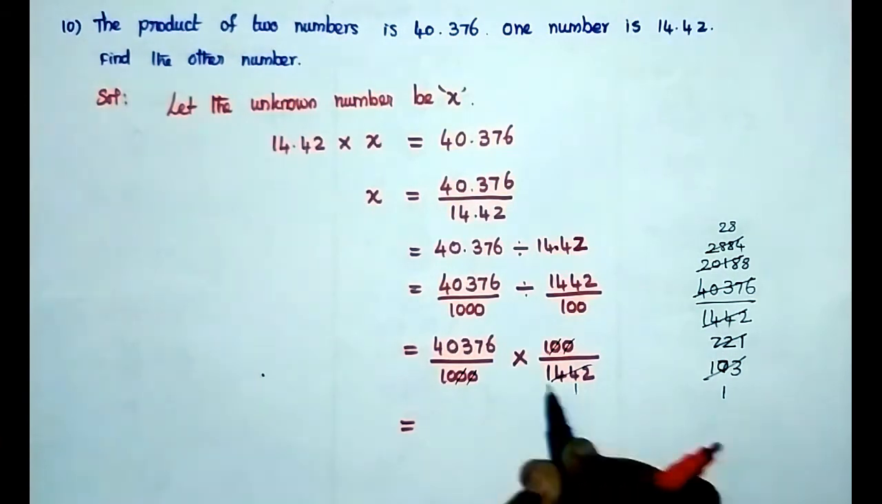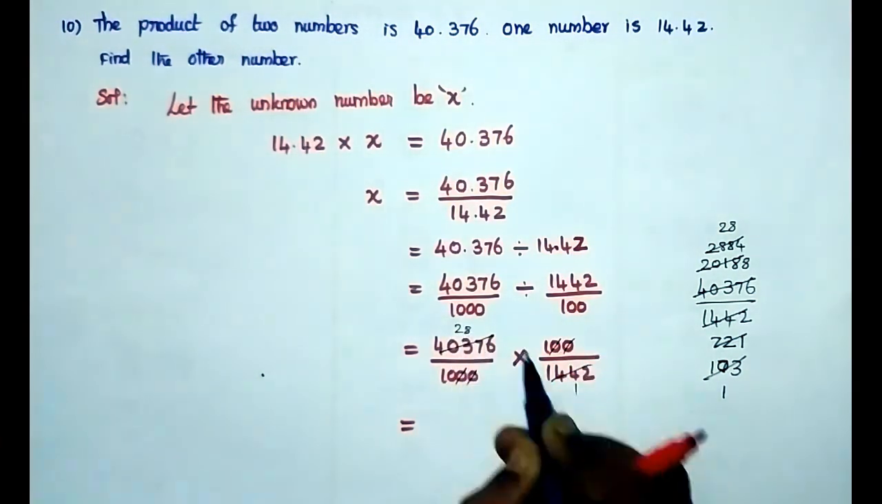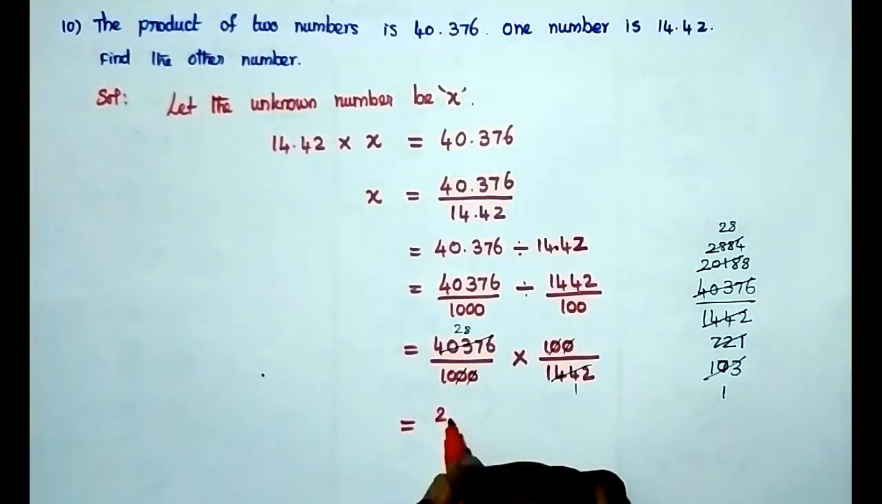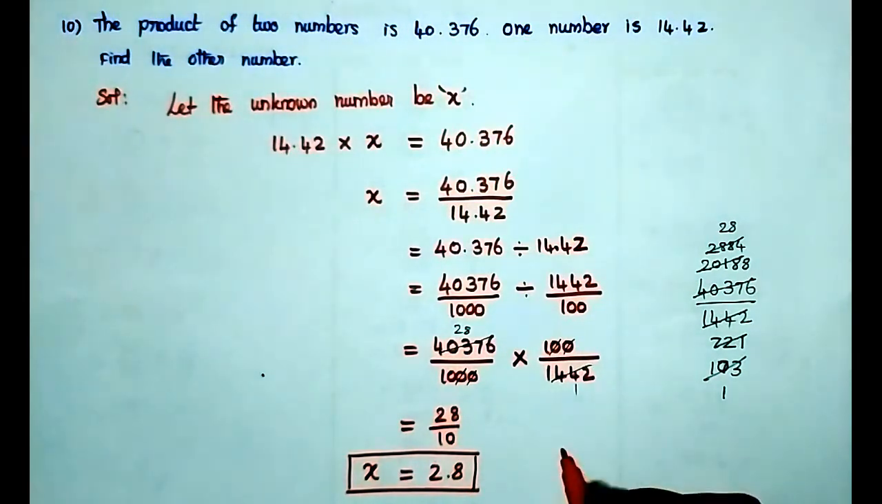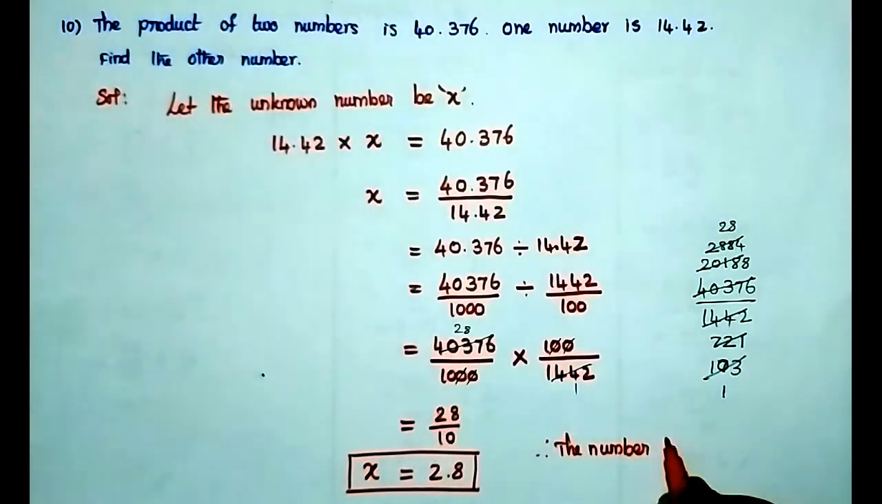So now here 28. So 28 divided by 10, we get 2.8, that is x value. Therefore, the number is 2.8, that is the answer.